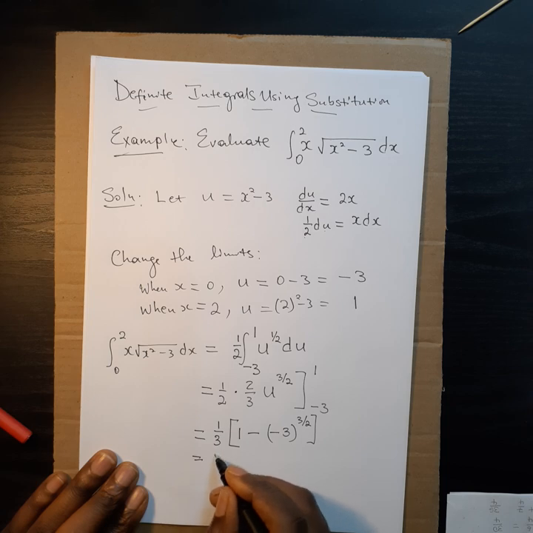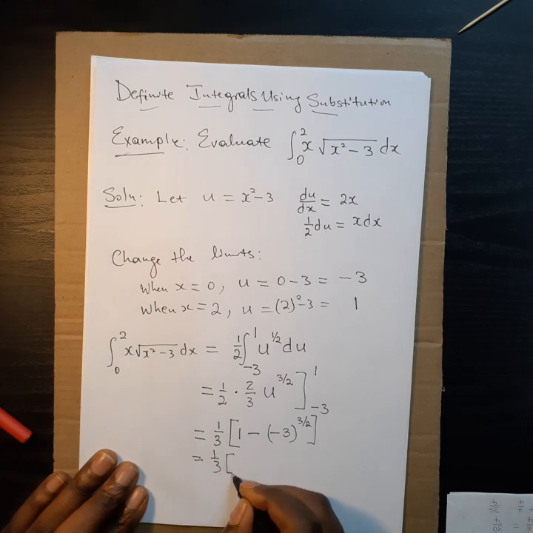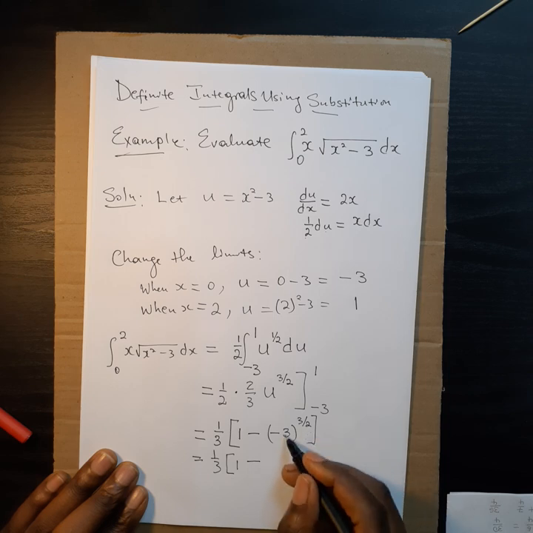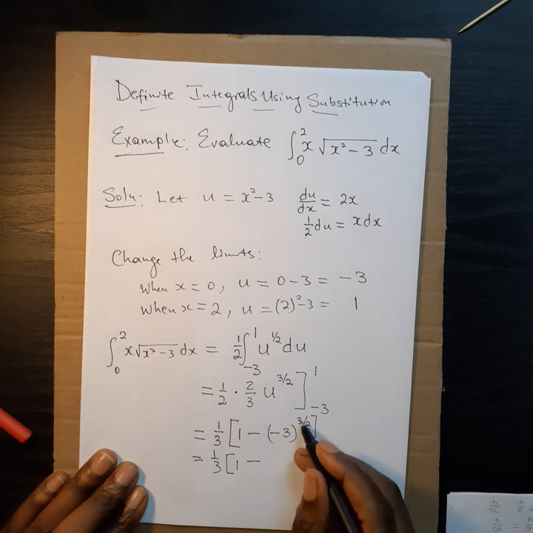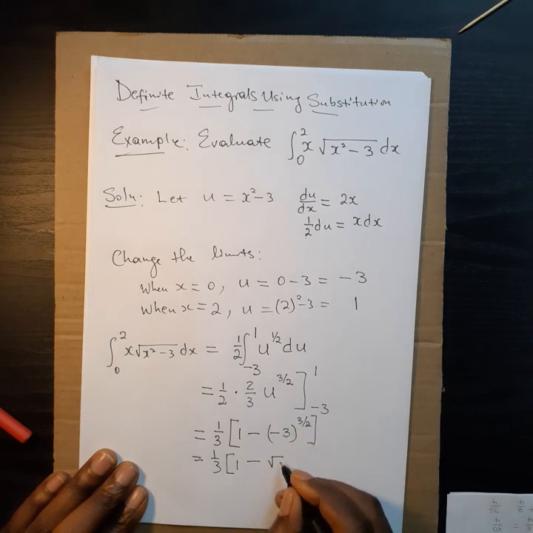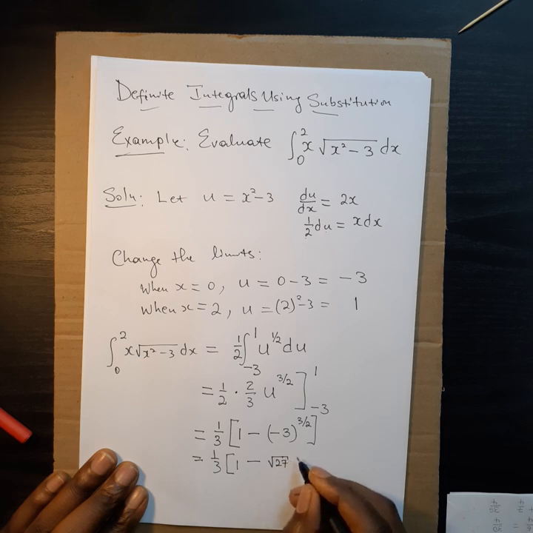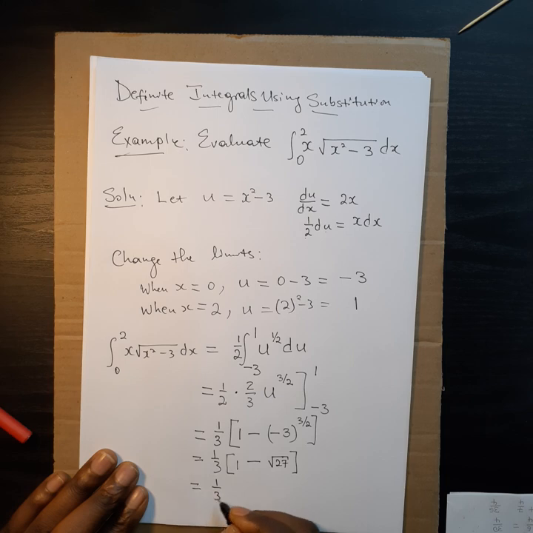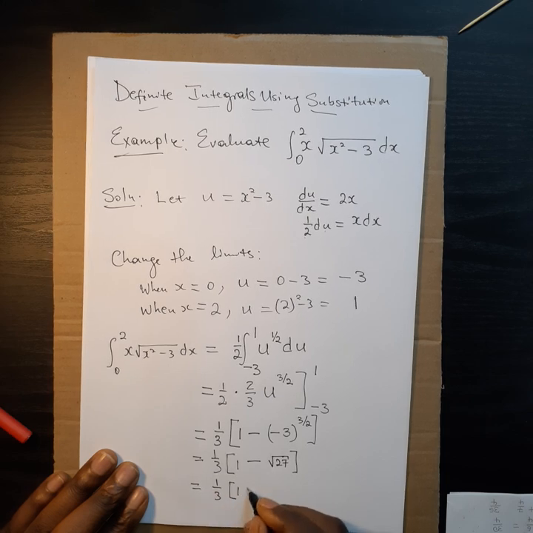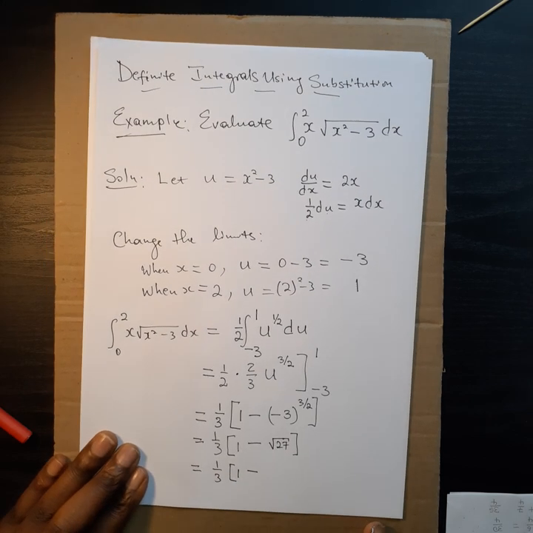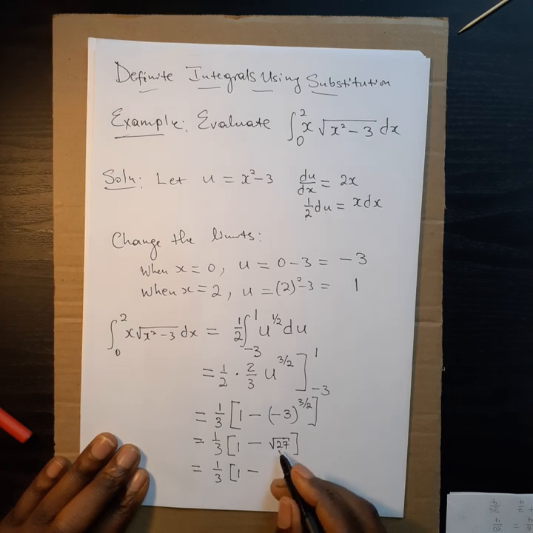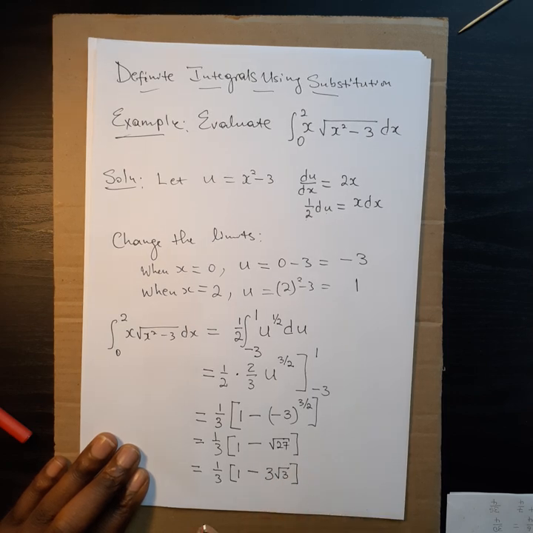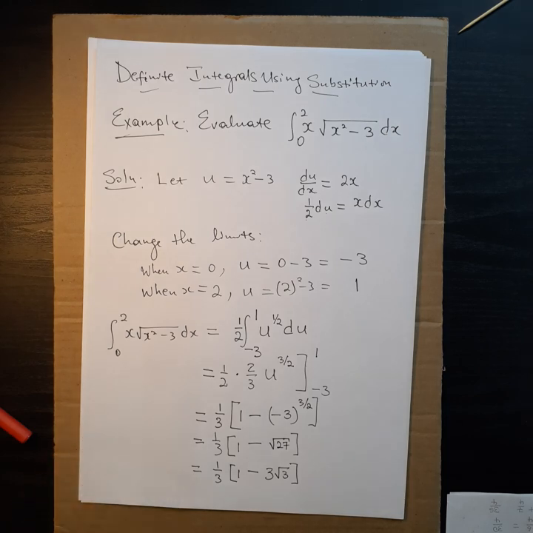And this is 1 over 3 into 1 minus, because this will be squared, and then it will be cube, and then it will be square root of 27, I think. And this is 1 over 3 into 1 minus square root of 27 is 3, square root of 3. This is the number that we are interested in.